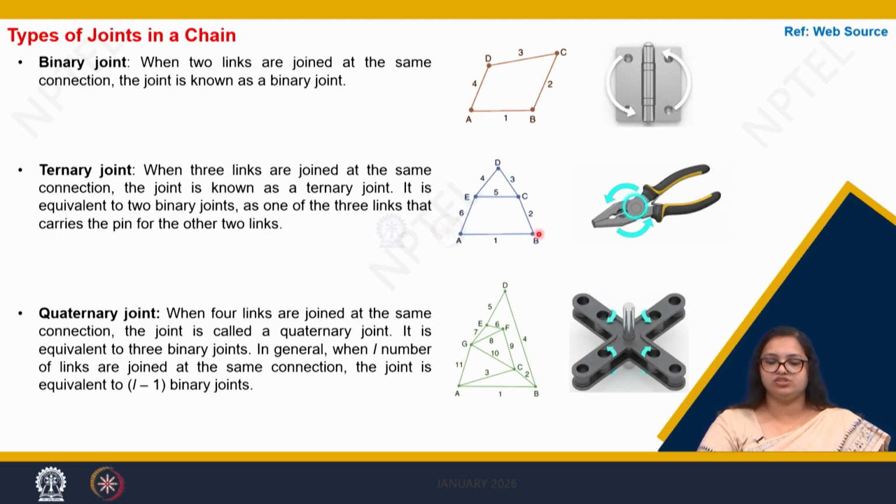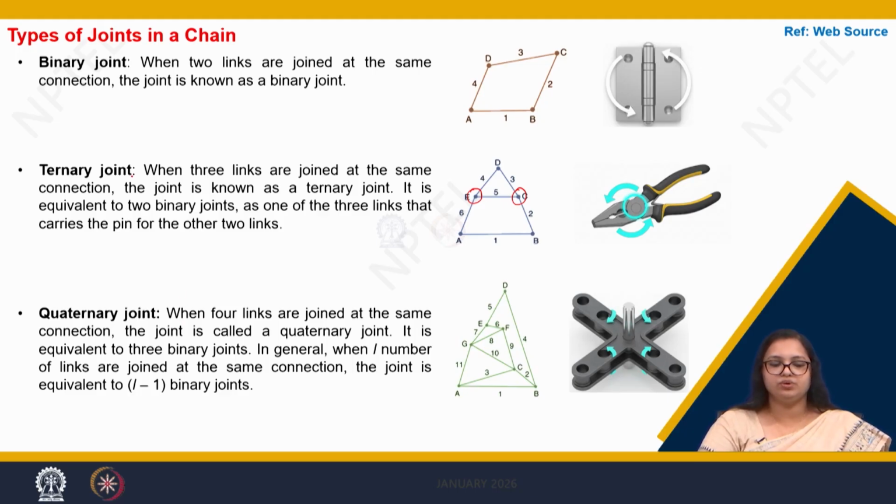Now coming to the ternary joint, here you can see there are multiple links which are joined together to form a kinematic chain. You can see there are 6 links. However, at joints E and C, we see that there are 3 links joined together at a single point to give you a ternary joint. So there are 3 links, 6, 5 and 4, which give you E, and 2, 5 and 3, which give you C.